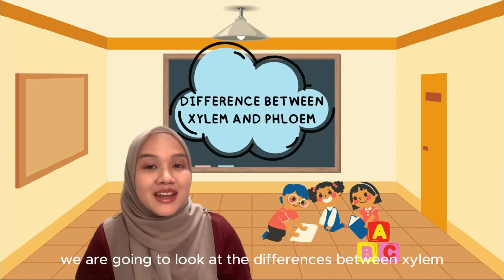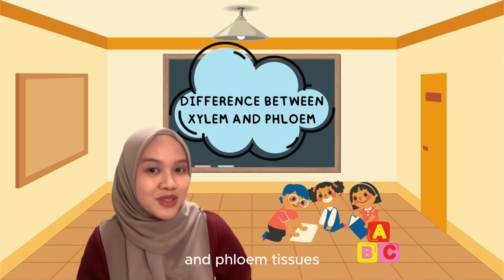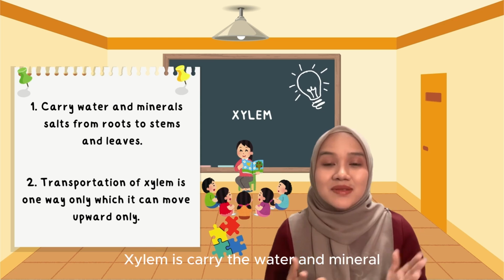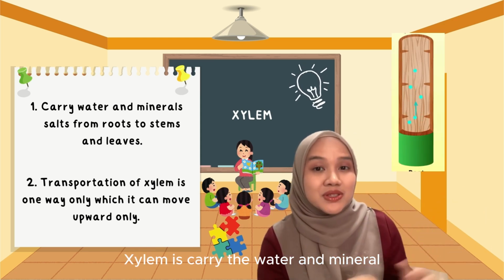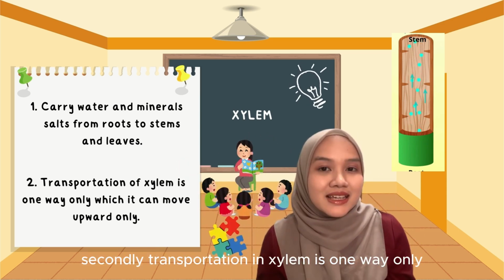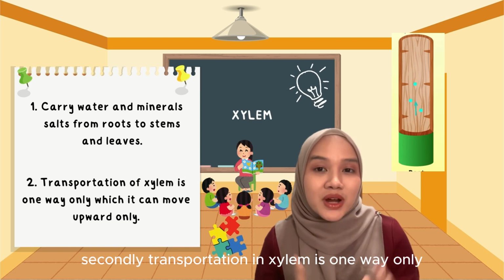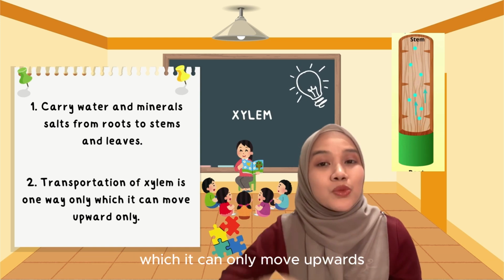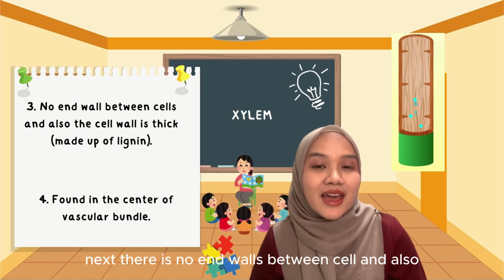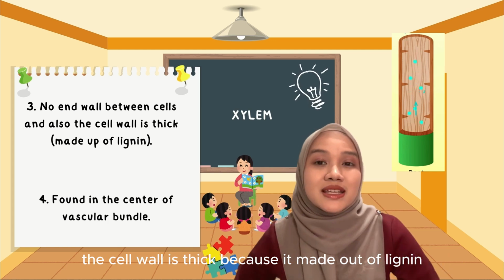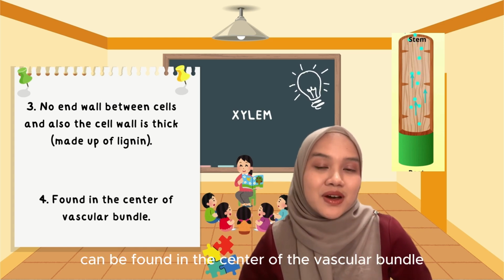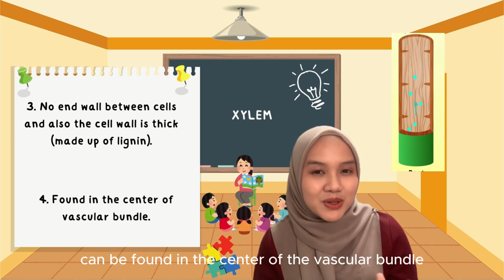Okay, pay attention, my lovely students. Now we are going to look at the differences between the xylem and phloem tissue. Let's see xylem first, okay? Xylem carries the water and mineral salts from the roots to the stem and to the leaf. Secondly, transportation in xylem is one way only, which means it can only move upwards. Next, there are no end walls between cells, and also the cell wall is thick because it's made up of lignin. For your information, xylem can be found in the center of the vascular bundle.